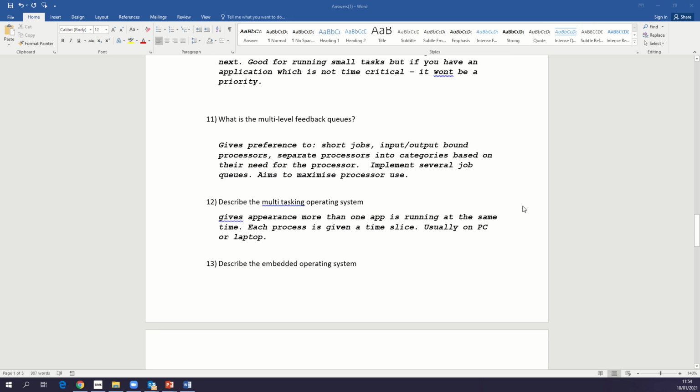Then we had a multi-level feedback queue. Now remember, every job is given a priority, and we have lots of different queues. Remember, our model that we looked at had 3 different queues, high, medium and low, with a ready queue as well. This means that we can give each process a priority, a category. We've got several of these different job queues running, and we can give preference to a certain type of job.